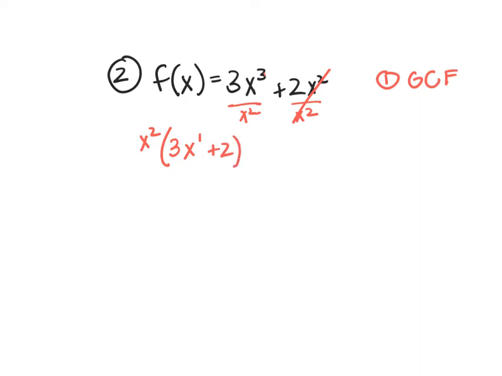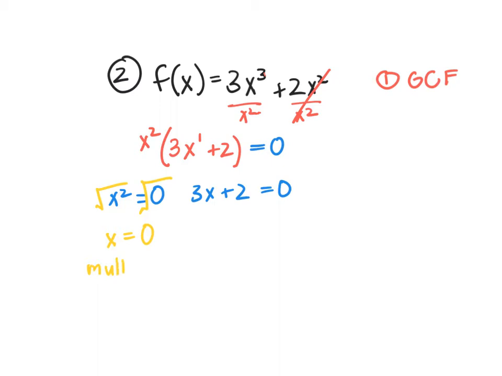Again, once it's factored, we're trying to find our zeros, so we're going to go ahead and set it equal to 0. And when I do that, we have x squared equals 0 and 3x plus 2 equals 0. And from here, we're solving for x. So for x squared, we're just going to go ahead and take the square root of both sides. When I do that, we get x equals 0, and that'll be my zero. And we have to figure out multiplicity. I'm going to abbreviate to mult. Notice my exponent here was 2, so my multiplicity is going to be 2.